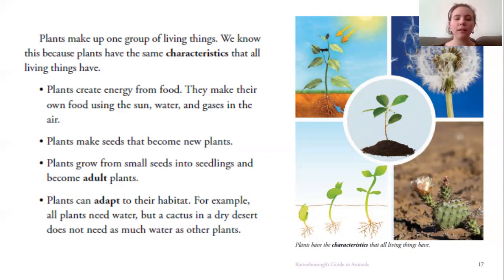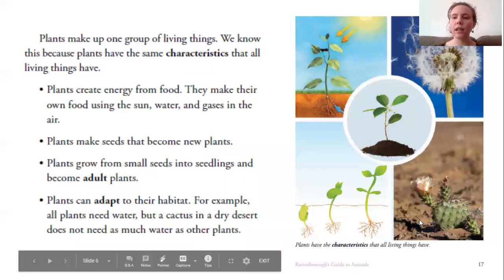Plants can adapt to their habitat. Remember, the word adapt means to change. For example, all plants need water, but a cactus in a dry desert does not need as much water as other plants. And here, this looks like the life cycle, different parts of the life cycle for different plants. Plants have the characteristics that all living things have.